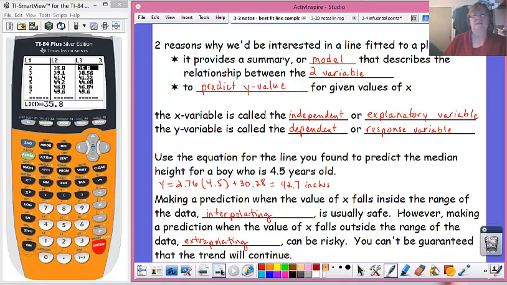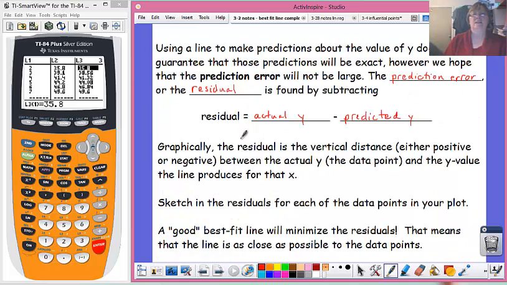All right, let's go back and finish out our discussion here. A good best fit line, folks, will minimize the residual. That is the difference between what actually happens and what should happen. Should be very small. That would mean that our line is as close as we can get it to all the possible data points. That wraps up our discussion for today.